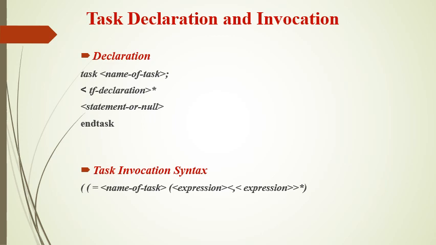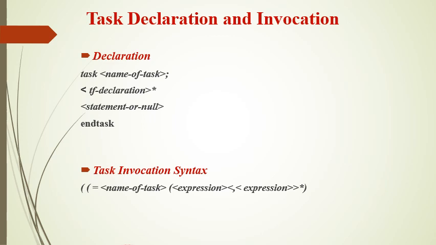Task declaration and invocation. The task is declared using the task keyword, followed by the name of the task and terminated by a semicolon. You have the task declaration, the input output declaration immediately following, and following that will be the statement, and the end of the task is represented by endtask.